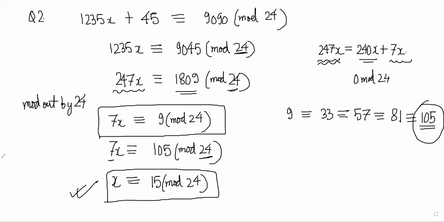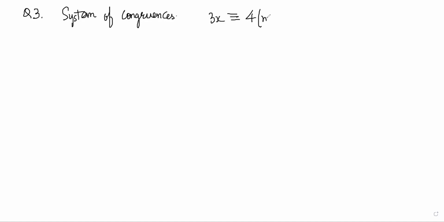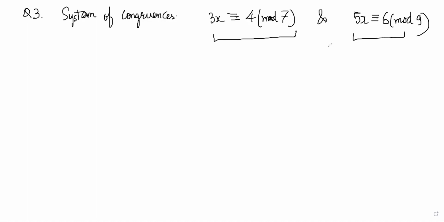Now let's do a slightly more complicated example. We will look at a simultaneous congruence. We want to solve the system of congruences: 3x is congruent to 4 mod 7, and 5x is congruent to 6 mod 9. Okay. So we want to find the x which satisfies both of these situations, correct?